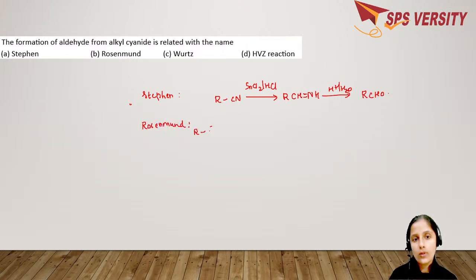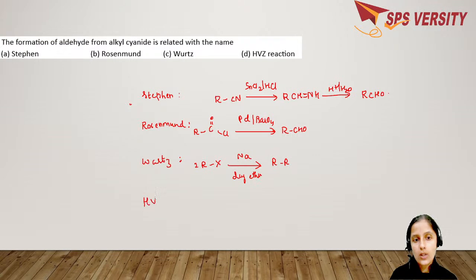And if you're going to take Rosenmund, this involves the conversion of RCOCl in the presence of palladium over barium sulfate, and you're going to get RCHO. And the third one, Wurtz reaction, this is the one where you're going to take two molecules of RX and treat it in the presence of sodium over dry ether, and you are going to get RR.